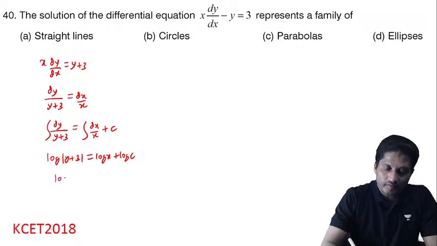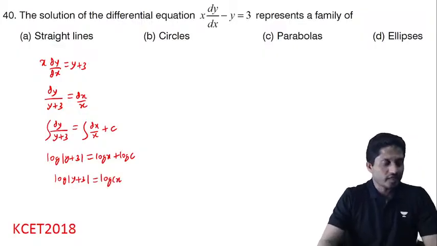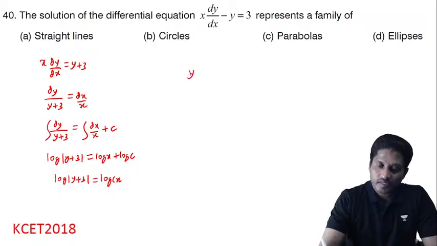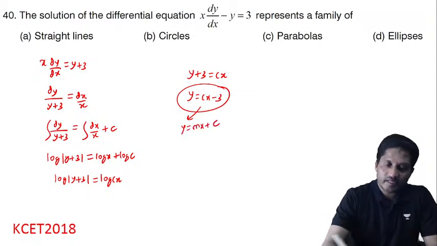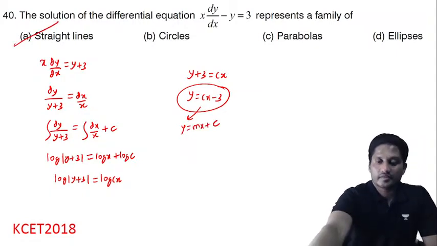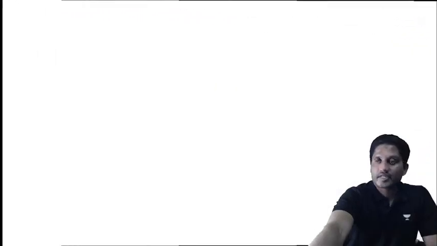Now log of y plus 3 is equal to log of cx. Now if I equate the corresponding values, I get y plus 3 equal to cx. So this is of the form y is equal to mx, a straight line. Let's move to the next question.